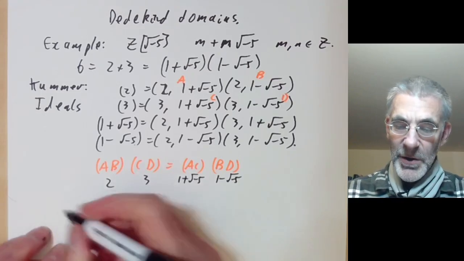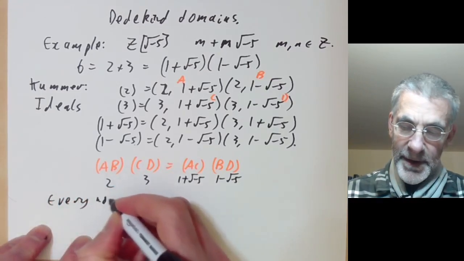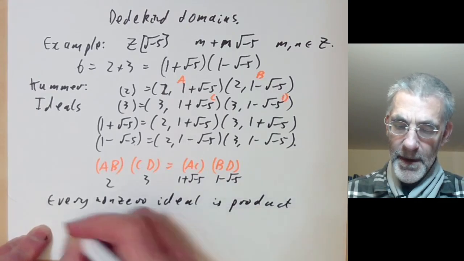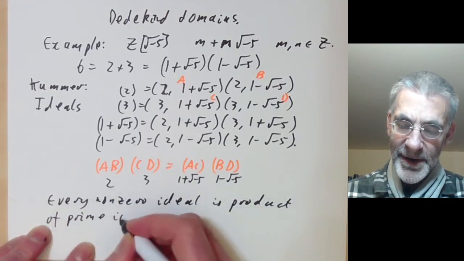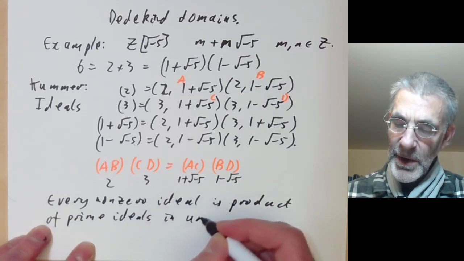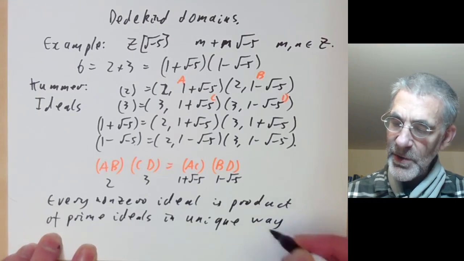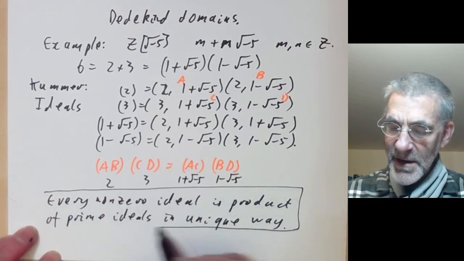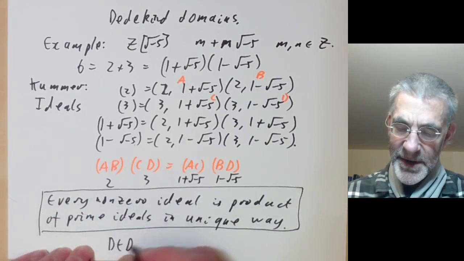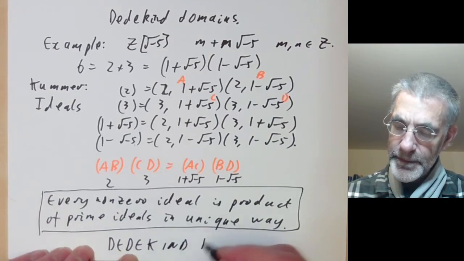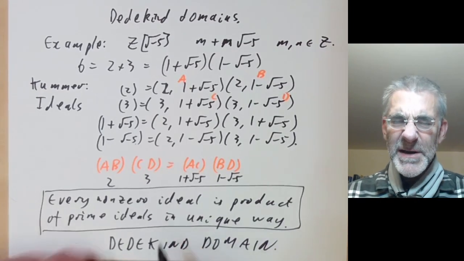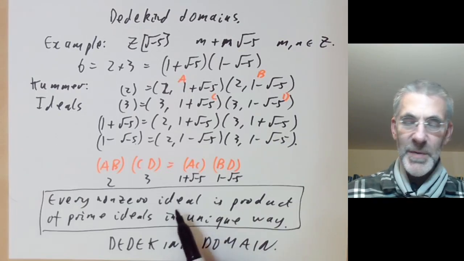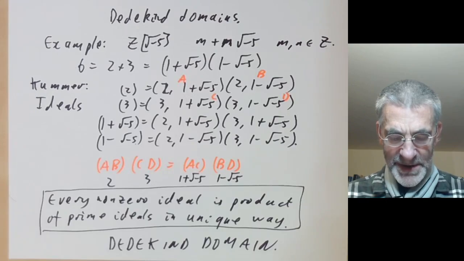So what Kummer showed is that every non-zero ideal is a product of primes. When I say prime, I mean prime ideals, in a unique way. Unique way means unique up to order, of course. And this condition here is more or less the definition of a Dedekind domain. Actually, this isn't usually used as the definition of a Dedekind domain because it's a little bit difficult to work with. It's not terribly obvious whether or not a ring satisfies this condition.